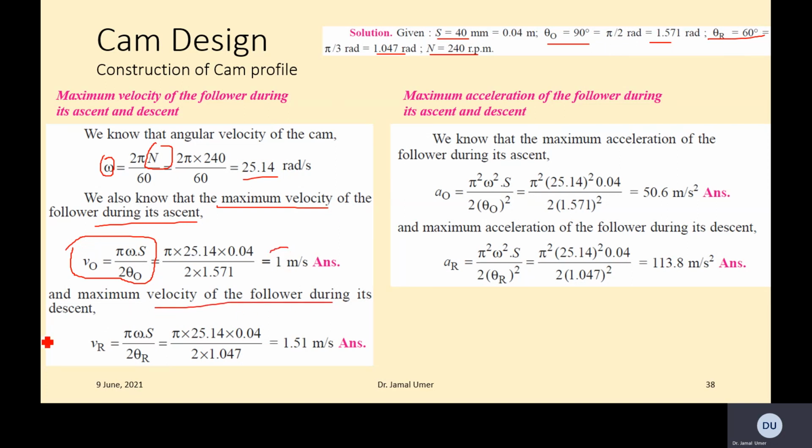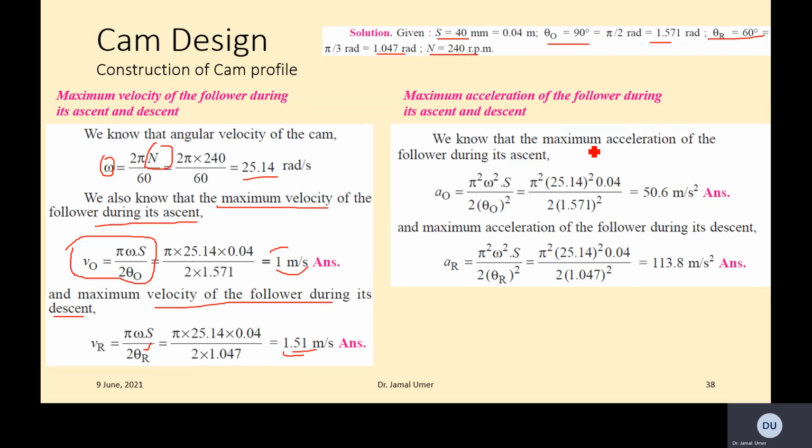And the maximum velocity of the follower during its descent, which is the return, vr. Same formula, just the angle is different, theta r. So you get 1.51. This is a very high velocity: 1 meter per second and 1.51 meters per second is a big value, which you can now see from the acceleration.